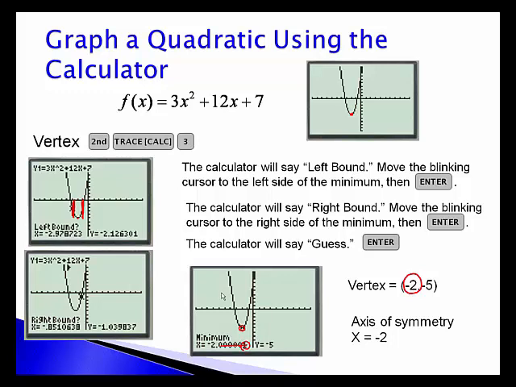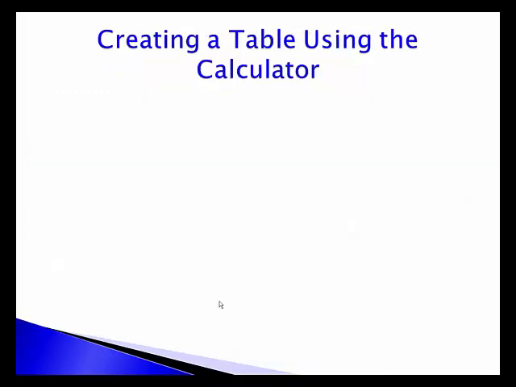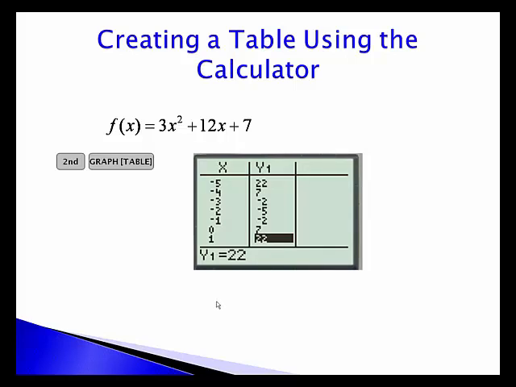There's one more piece of information that your calculator can do for you, but I don't have room to do it here, so let's look at one more piece. We'll use the same function, but this time we're going to create a table using the calculator. Our steps for that will be second, graph, or you'll notice it's table, and when you enter that, this is what should come up on your screen. What I have here is the table that we created manually a minute ago. Now, the nice thing about it is your calculator has created that for you.